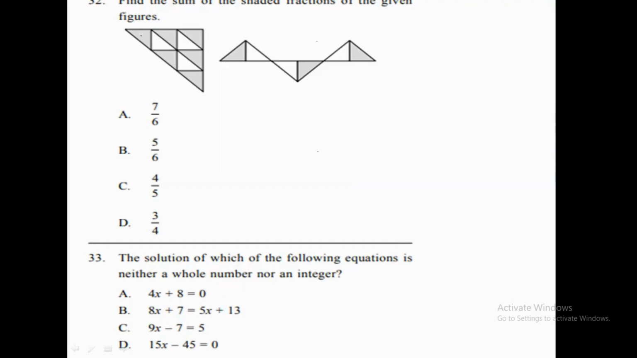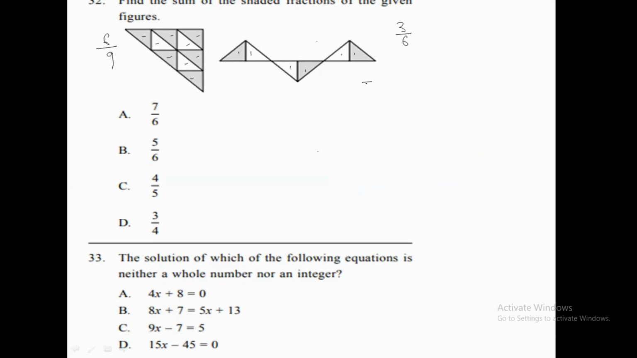So how many total parts are here? 1, 2, 3, 4, 5, 6, 7, 8, 9. Okay, 9 parts are there. Out of this, 1, 2, 3, 4, 5, 6 are shaded. So that will be 6 by 9. If we are moving towards here, it will be 1, 2, 3, 4, 5, 6. 6 parts are here, out of which 3 parts are shaded.